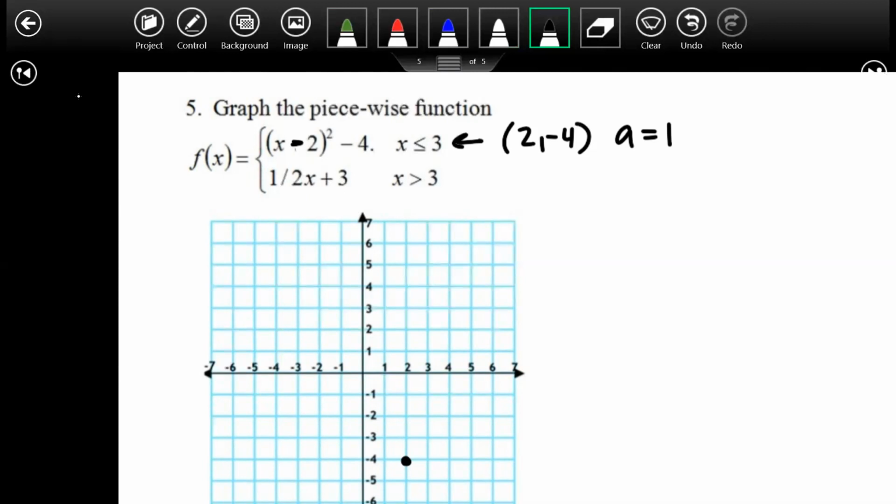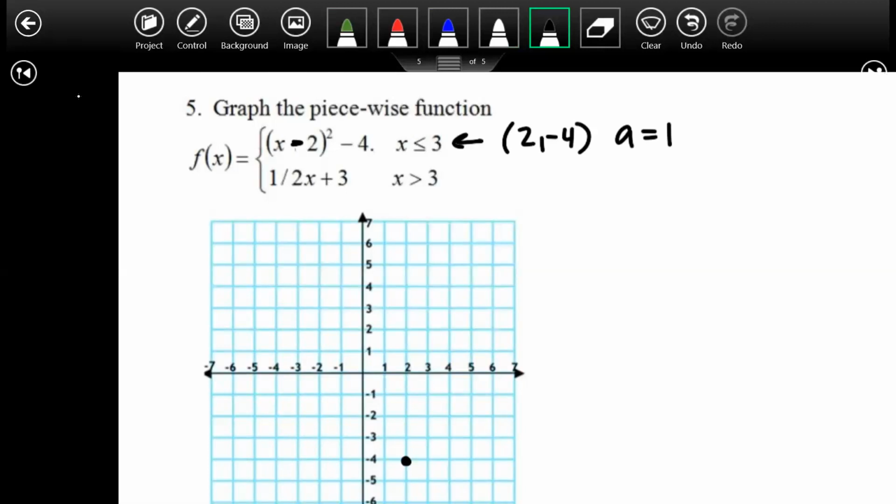So if it was 3, I would go over 1 and do what? Up 3 on each side. If it was negative 3 halves, where do I go? Over 1, down 1.5. Right? So whatever the function value for that is, I'm only looking for 3 points. Those are the only 3 points I'm looking for.